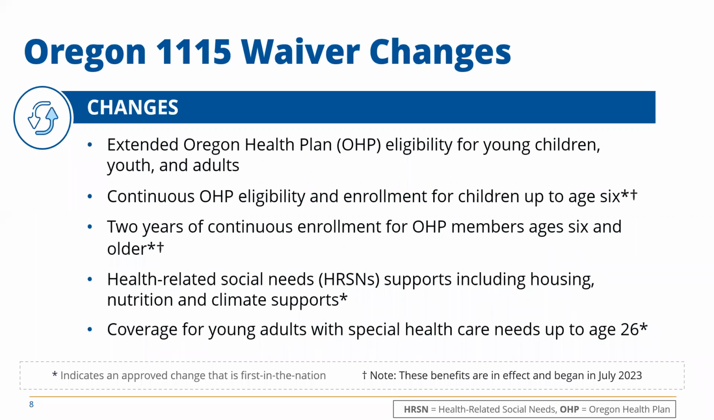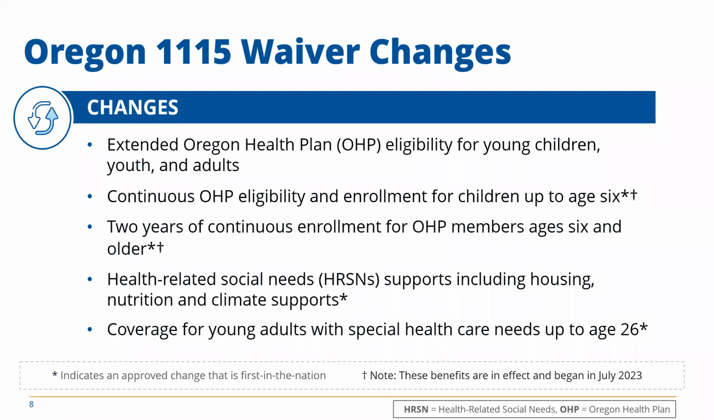Now, here in this series of work sessions, we have focused on, and we'll probably continue to focus on for the time being, the health-related social needs supports and services that we are able to start offering to folks as part of the waiver. And that includes housing, nutrition, and climate supports. But it's also really important to understand that there are other aspects of the waiver that are happening as well.